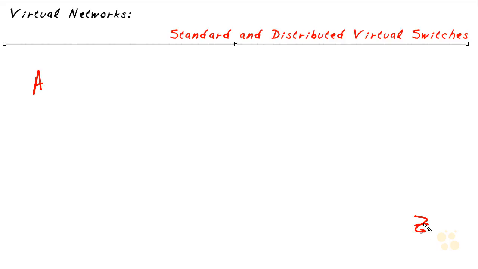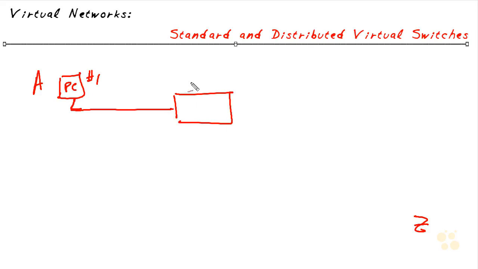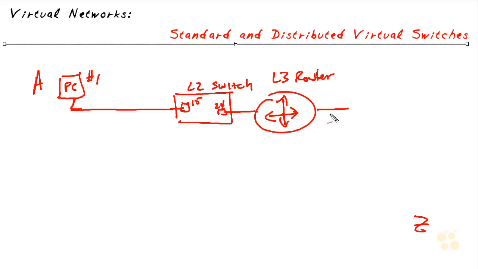Now, in a traditional physical environment where we have computers on a network, we'd have, for example, a PC. We'll call this PC number 1. And PC number 1 is normally going to be connected over to some type of a layer 2 switch. So let's say this PC is connected to port, for example, port 15 on this switch. And maybe I'm port 24 on this switch. That connects over to a router. And a router usually has multiple interfaces that go to different network segments. And we could have multiple routers and multiple switches.